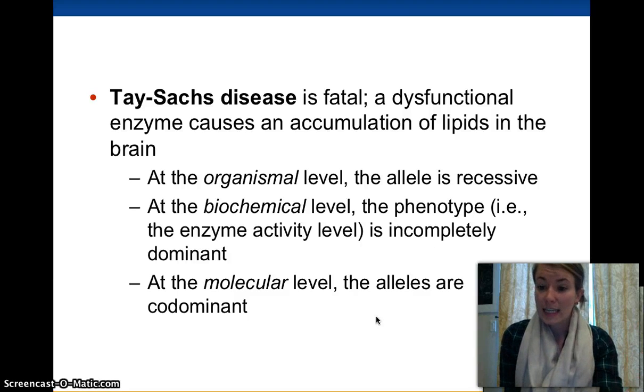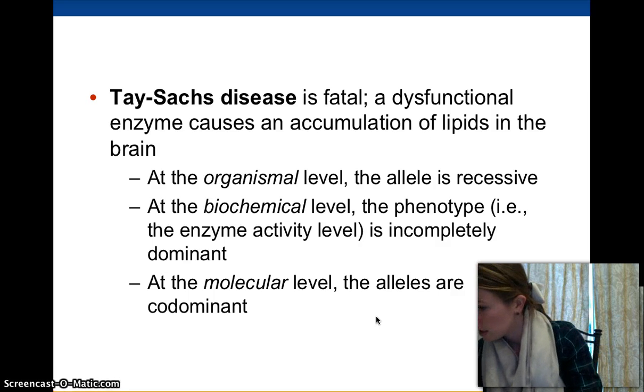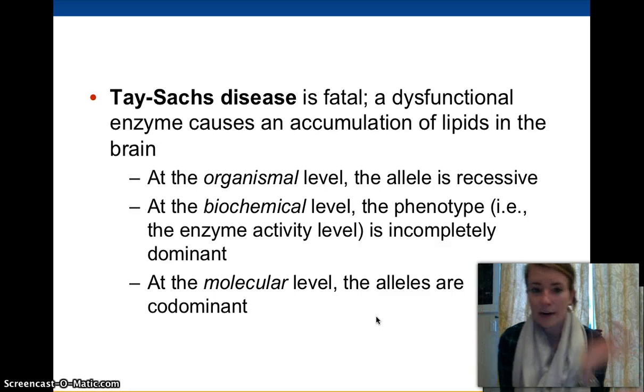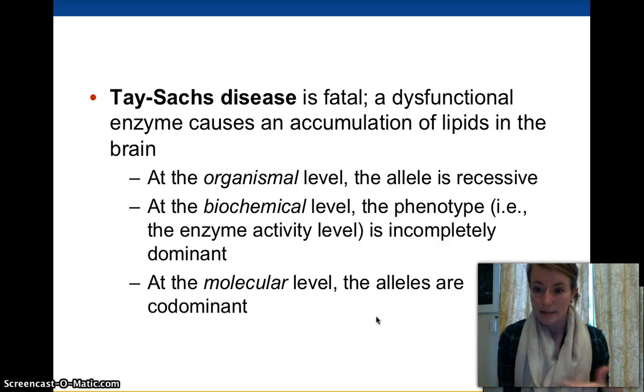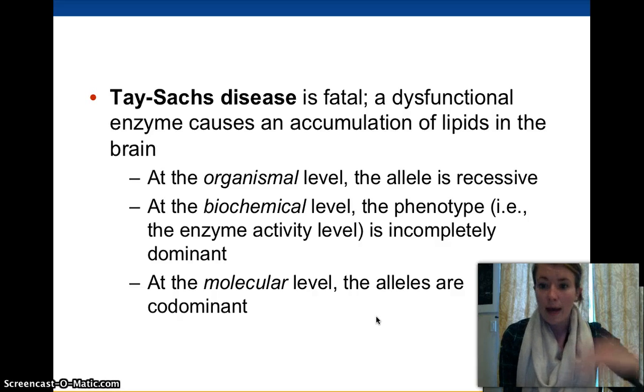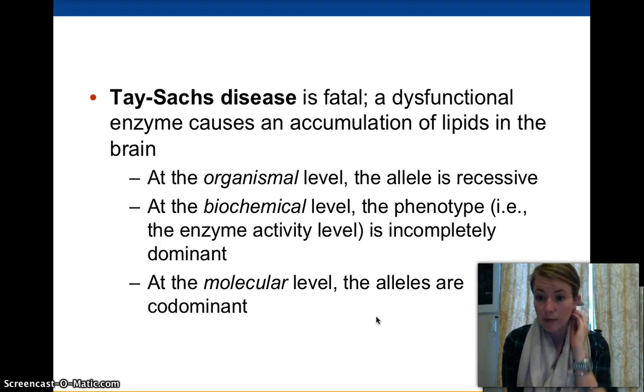So Tay-Sachs disease is an example of a heritable disorder where there's an enzyme that, if you have it, is dysfunctional. So remember, enzymes make reactions happen. They help pathways of our metabolism go. If your enzyme is dysfunctional, a lot of lipids build up in your brain, and that's bad. It takes away from brain function, and it's fatal.